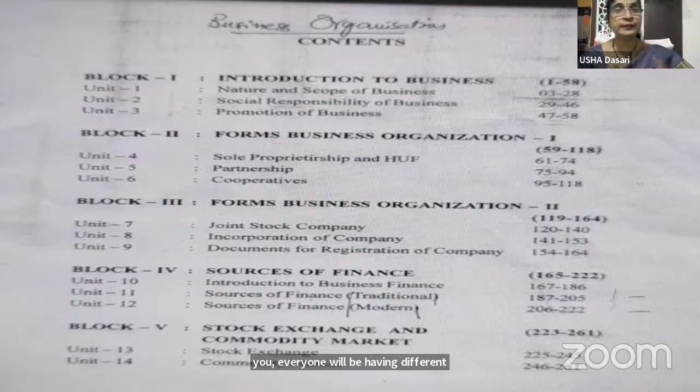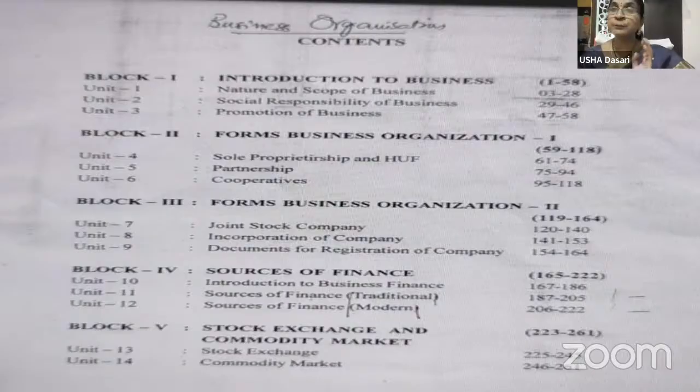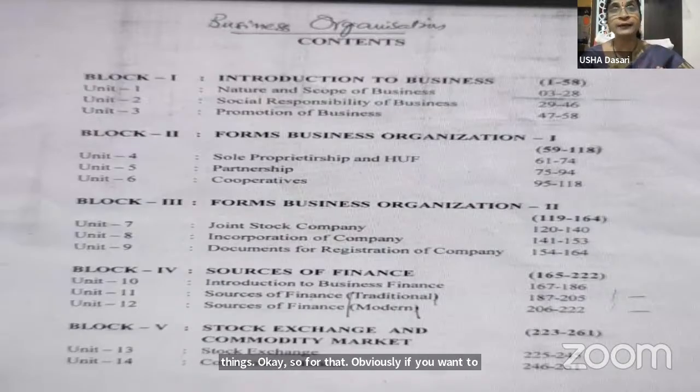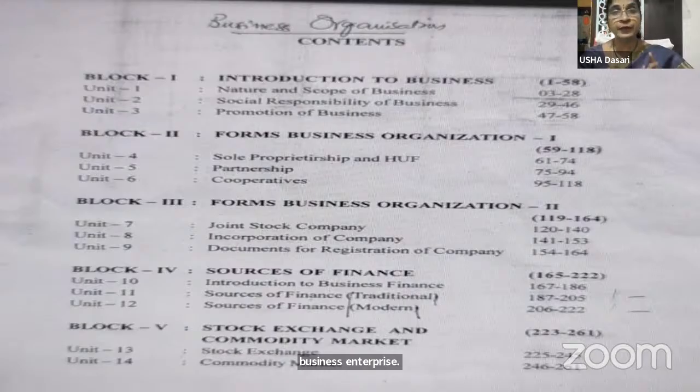You have joined the online classes. At the same time, you have joined the Ambedkar Open University. Maybe you are busy outside, but your aim may be to pursue your degree for achieving your goals. Your goal may be to work in software, or your goal may be in different fields. For example, if your goal is to start a business enterprise, obviously this subject will help you a lot.